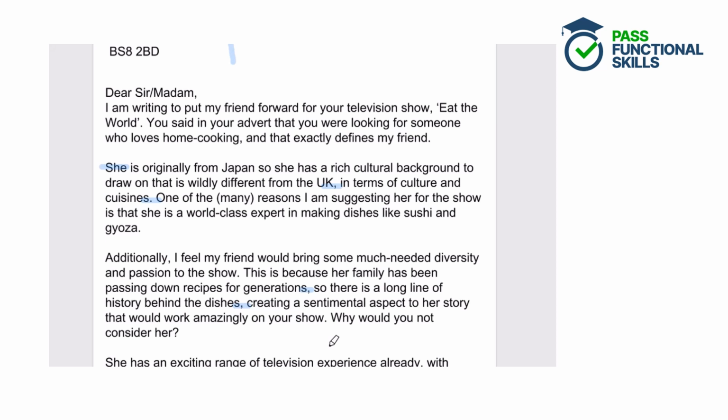We also have some quote marks that have been used here around the name of the show. This just shows that this is the name of something. You would also use this for things like articles. If you had the name of an article, then you would use quotation marks around that.